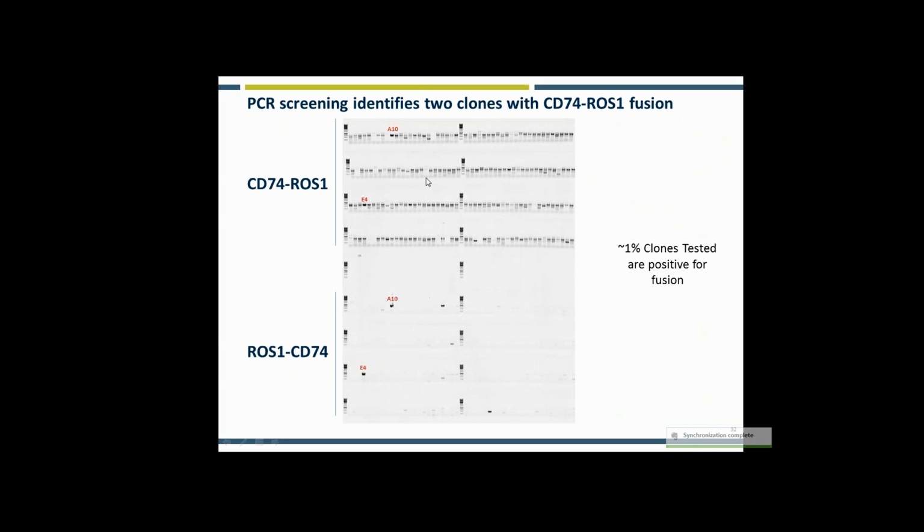And this really highlights the advantage of using the 2 different PCR primer pairs. You can just about see the positive clones coming through in our CD74 ROS1 screening PCR, but it's very obvious once we use the alternative primer pairs. And so 2 from 200, we're looking at about 1% of our clones testing positive for this particular fusion event.